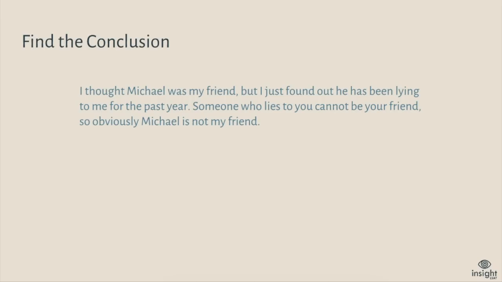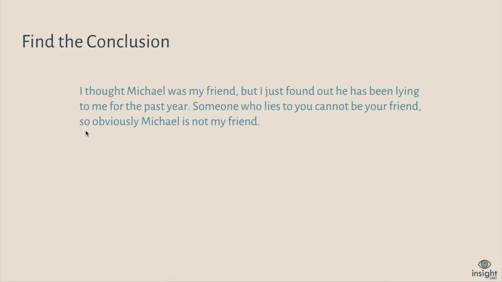Let's read the blurb. I thought Michael was my friend, but I just found out he has been lying to me for the past year. Someone who lies to you cannot be your friend, so obviously Michael is not my friend. Everything in this statement is leading up to this last bit right here. So obviously Michael is not my friend.